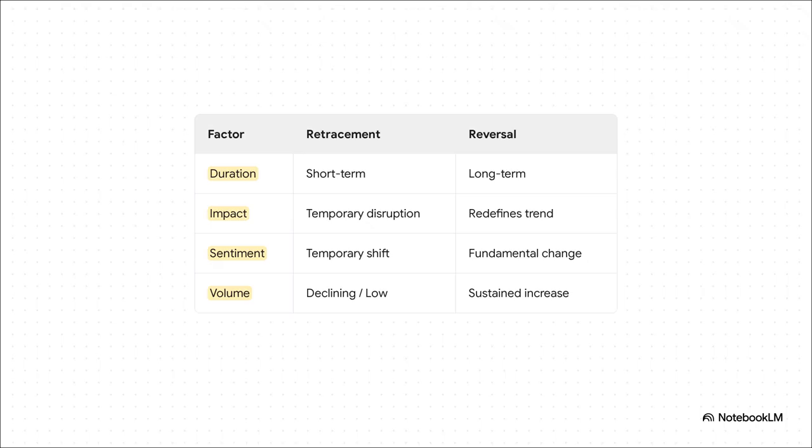Then there's the impact on the trend. A retracement is like a little speed bump. A reversal completely changes the direction of the road. But here's a huge clue. Look at the trading volume. Retracements usually happen on pretty low volume. It feels kind of lazy, like there's no real conviction behind the move. A reversal, though, it's usually driven by a huge surge in volume. That's your sign that a real, powerful shift is taking place.